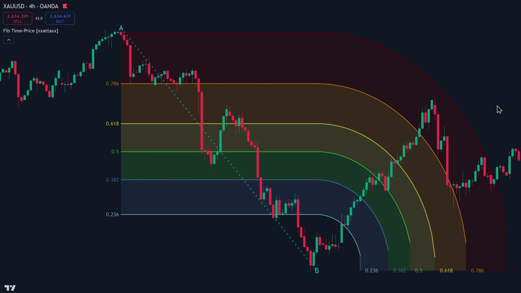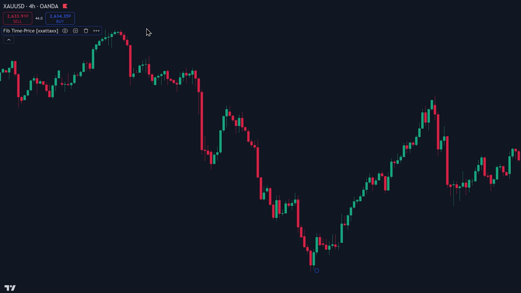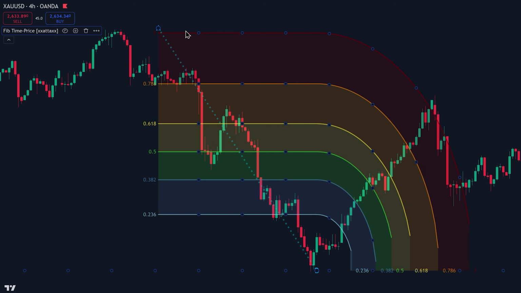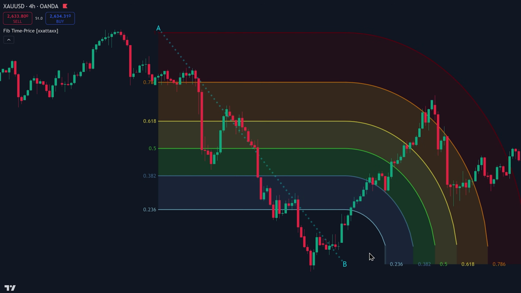Now, let's explore the key features of the Fibonacci time price zones indicator. First, the indicator uses interactive anchor points to define the starting and ending points for its calculations. These points can be easily adjusted directly on the chart, allowing the indicator to adapt dynamically to changing market conditions. Next, the indicator uses circular zones to combine time and price. These curved lines highlight potential turning points on the chart.